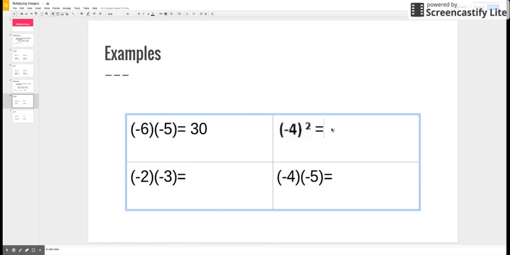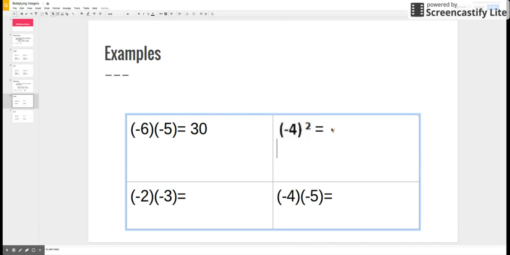Negative 4 squared is the same thing as saying negative 4 times negative 4, which is actually 16. Negative times a negative gets you positive. Okay, don't get that square mixed up. Negative 2 times negative 3. Negative times a negative, you're going to end up getting a positive 6. And then here, negative times a negative, again, gets you a positive number. 4 times 5 is just 20.